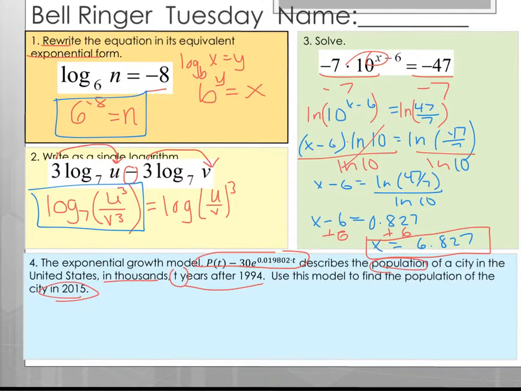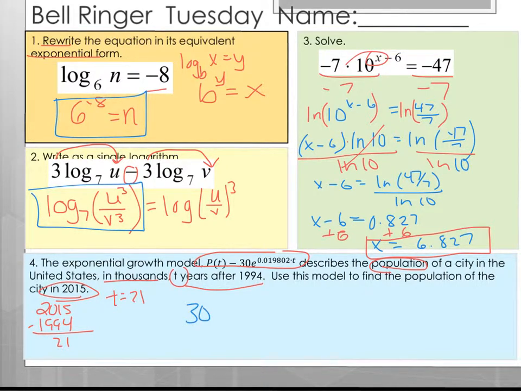Okay, so we're going to be using the equation. Our y is our population, and since t is the years after 1994, we're going to want to do a little subtraction problem in order to find out what t we need to plug in. So do 2015 minus 1994. That gives us 21. So that means we need to substitute 21 for t into this equation.